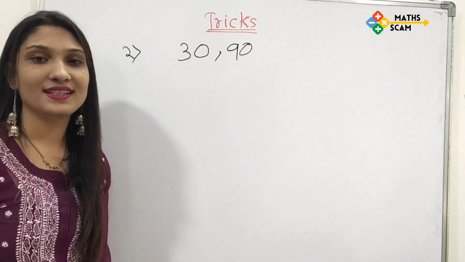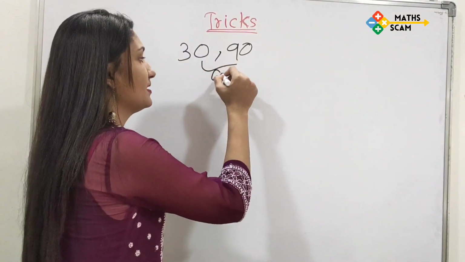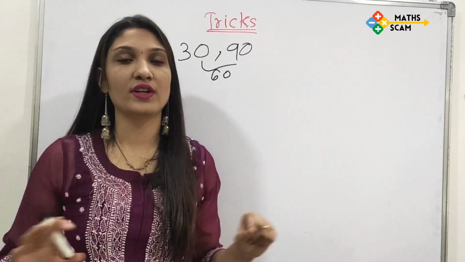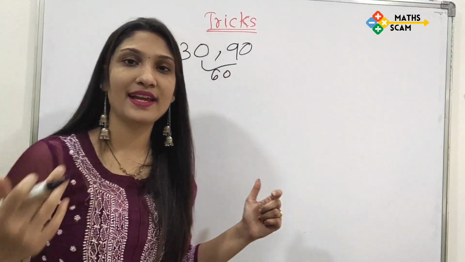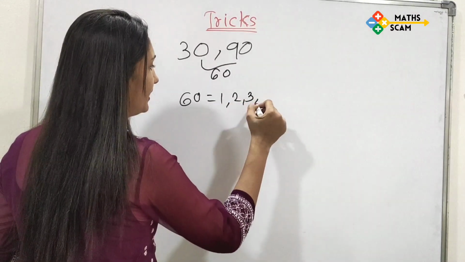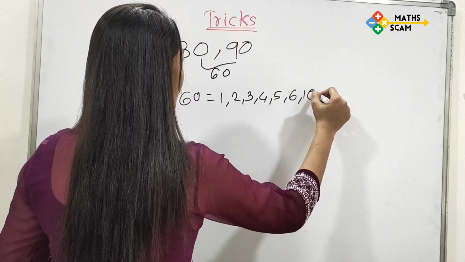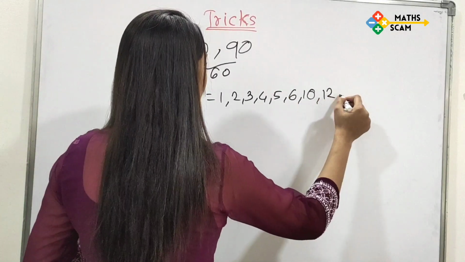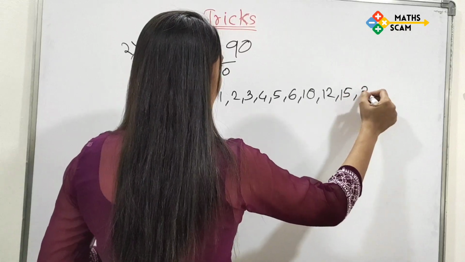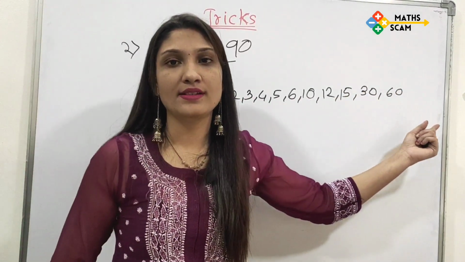Next numbers are 30, 90. What is the difference between 30 and 90? 60. Can we divide 30 by 60? No, it won't come in exact number. Then find factors of 60. Factors of 60 are 1, 2, 3, 4, 5, 6, 10, 12, 15, 30 and 60. These are the factors of 60.